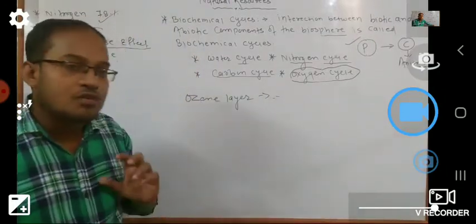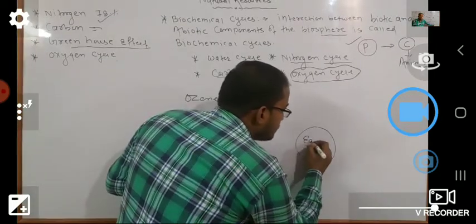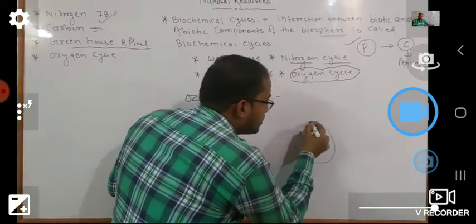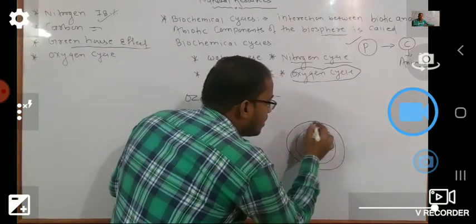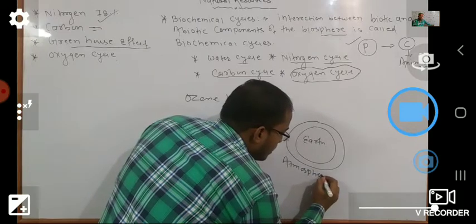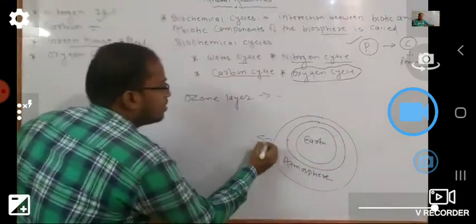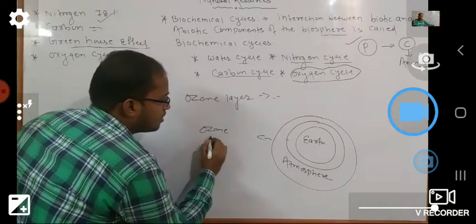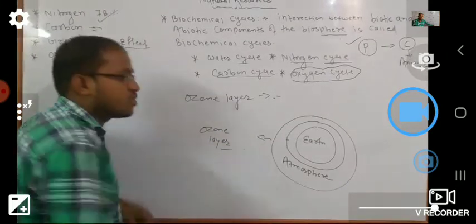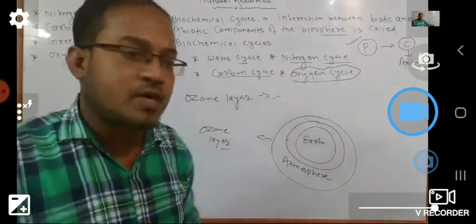And ozone depletion, what is the meaning of ozone depletion? Suppose this is the earth. ये earth है and this is the atmosphere. ये atmosphere है हमारा, and this is the layer of ozone. ठीक है, और ये जो layer है हमारा ozone layer है, which is present in the stratosphere. ये atmosphere है और ozone layer is present in the field of stratosphere.